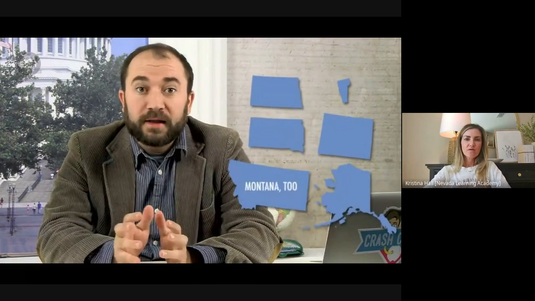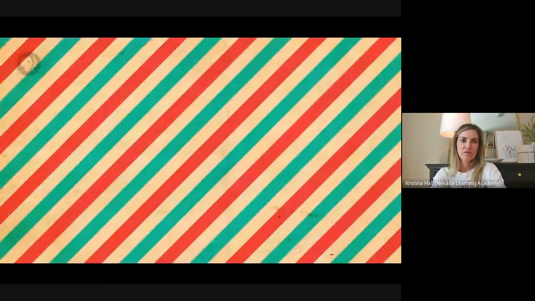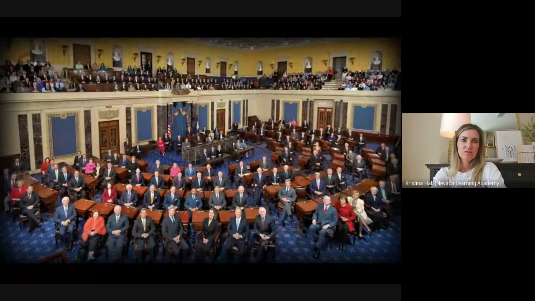No state has fewer than 1. Vermont, North and South Dakota, Wyoming, and Alaska each have 1. And the most populous state, California, has 52. Right now, there are 435 members of the House of Representatives. The Senate has 2 senators from each state for a total of 100.